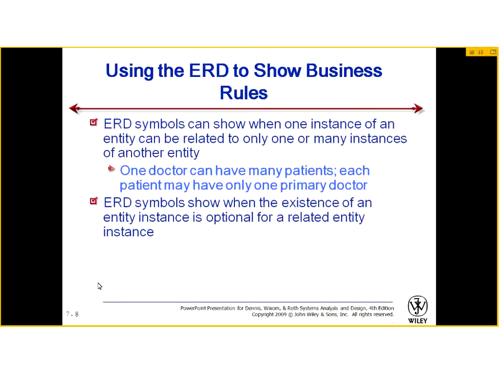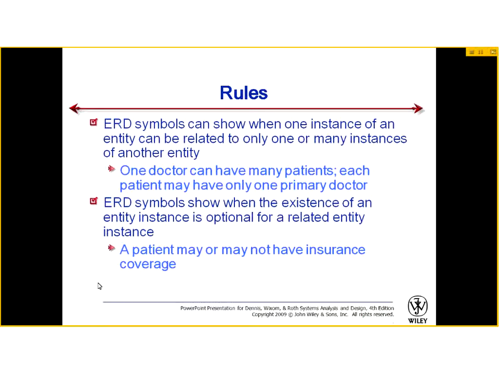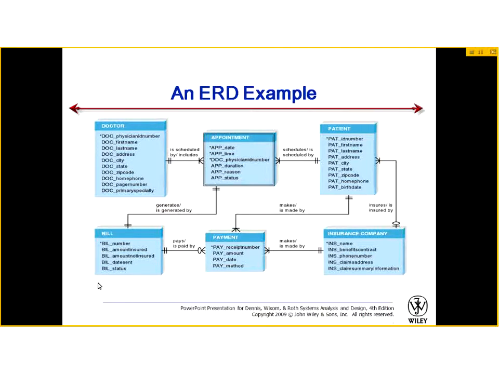Then you can show whether one instance of an entity can be related to only one or to many instances of the other entity, which is called cardinality. You can also show whether the existence of an entity instance is optional or mandatory, which is called modality. So you can show both cardinality and modality in your entity relationship diagram.